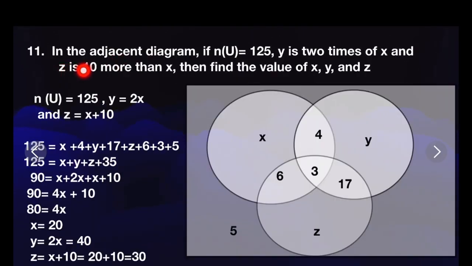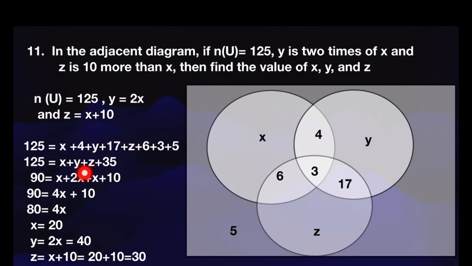Question 11. In the adjacent diagram, if n(U) is equal to 125, y is 2 times x and z is 10 more than x, then find the values of x, y, z. So they have given you this Venn diagram. They are saying that n(U), the total number of elements, is 125, y is equal to 2x and z is equal to x plus 10. Very simple. n(U) means the total, that's 125. This total is equal to the sum of all these numbers: 125 is equal to 5 plus x plus 4 plus y plus 6 plus 3 plus 17 plus z.